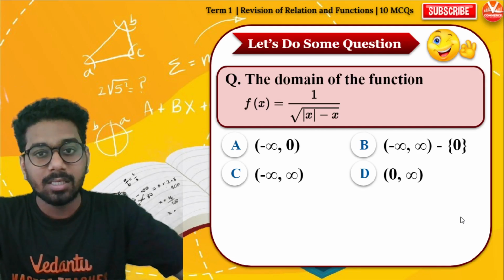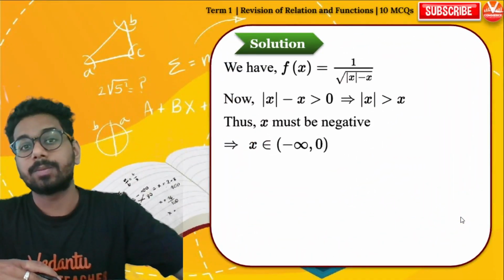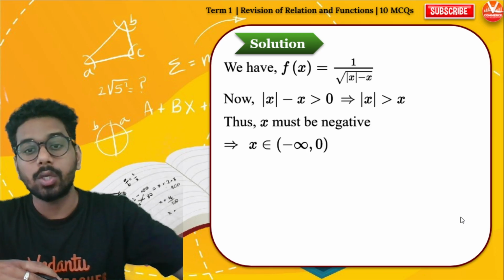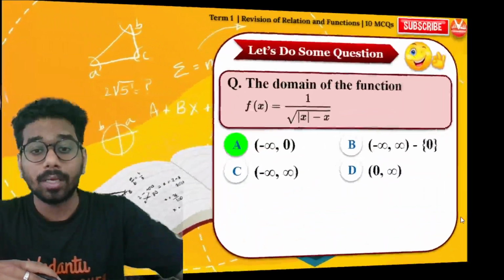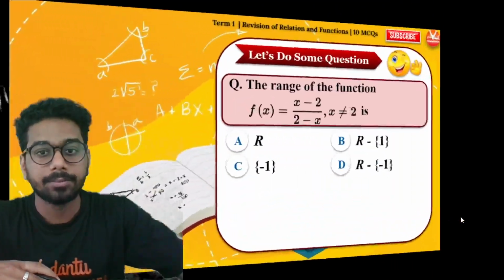I hope it's clear. So what is the domain? Domain is all negative values. Minus infinity to 0 is the domain. I hope समझ में आया. Observation करना है आपको यहाँ पर.